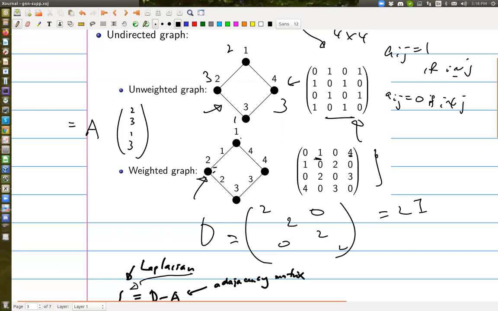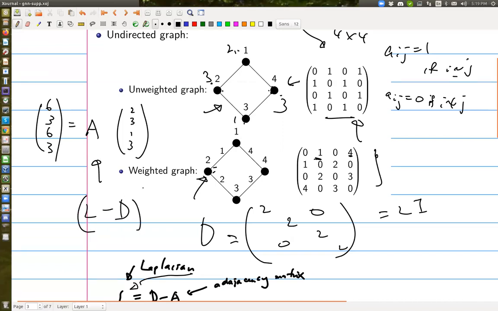So what will the output be? The first node is equal to this one plus this one, so 3 plus 3 is equal to 6. The second is 2 plus 1, which is equal to 3. For this one it's 3 plus 3, equal to 6 again. And for this one it's 2 plus 1, which is 3. So similarly, I can do the same thing for L as well.